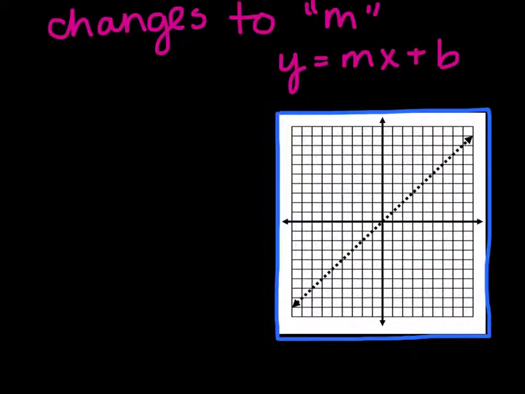We're going to start with changes to m. That's changing the number in front of the x value, or the slope of the line. Now, we've already determined that slope changes the steepness of the line, and that's what I'm going to prove today in looking at my two equations. So let's look at two different equations to determine how m affects the graph. Let's start with the equation y equals 2x.